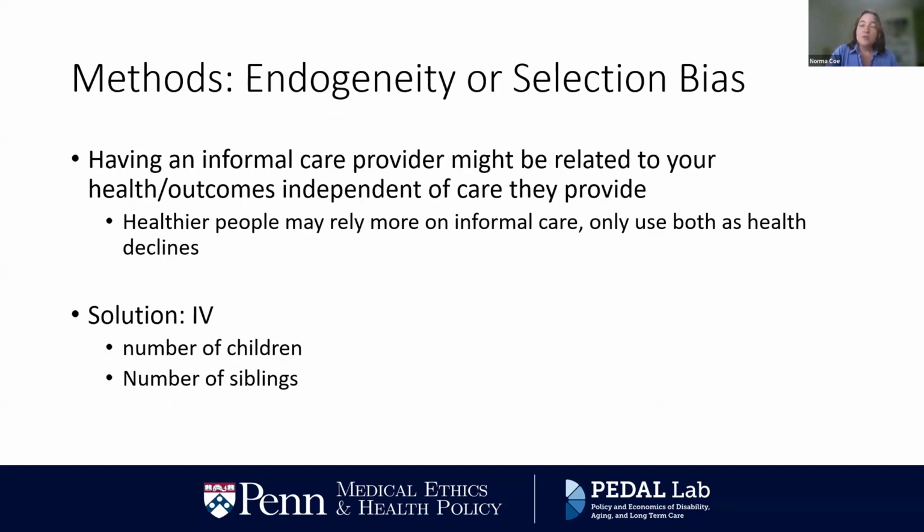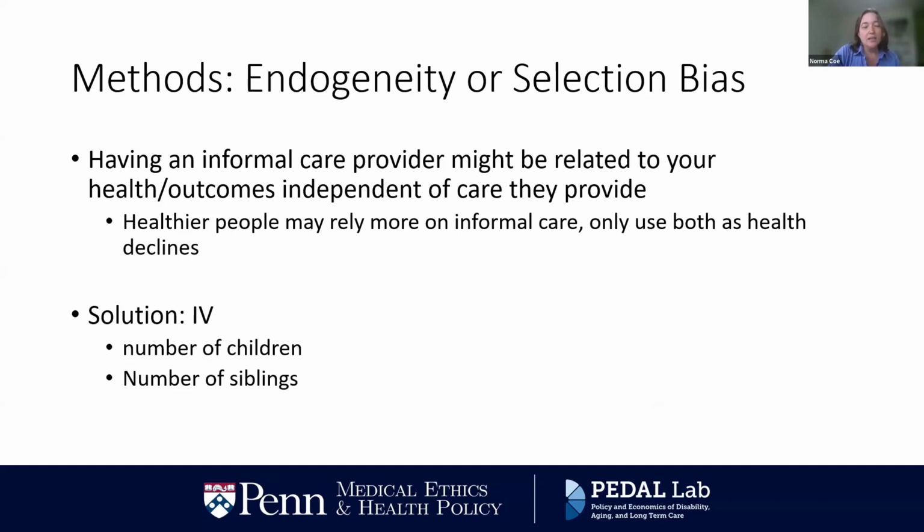But as I mentioned, we're concerned about endogeneity because healthier people may rely more on informal care, and as people progress, it's feasible to think that the care team changes the more disabled they are or the more care they might need. So what we rely on is an instrumental variables approach.